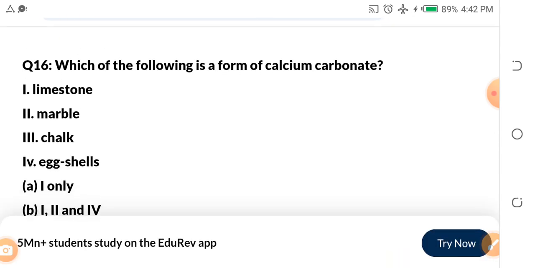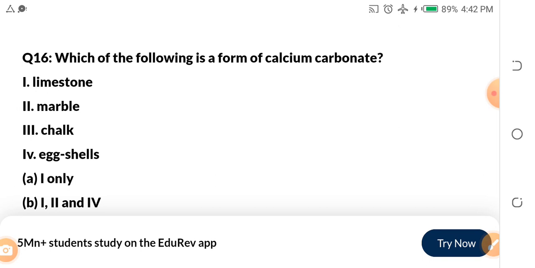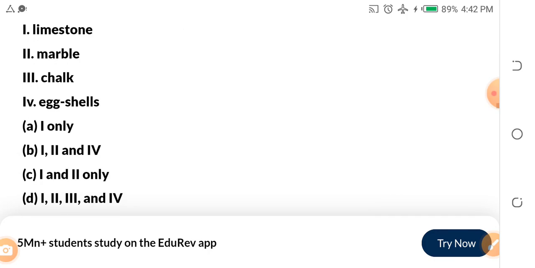Which of the following is a form of calcium carbonate? A. Limestone. B. Marble. C. Chalk. D. Eggshell. A. I alone, that is limestone alone.